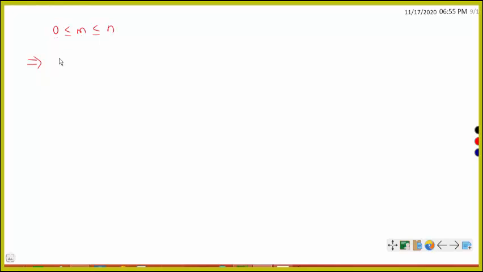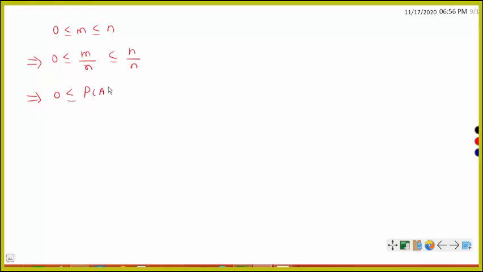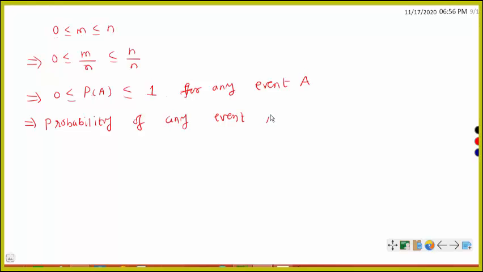Dividing both sides by n, we have 0 is less than or equal to m by n is less than or equal to n by n. This m by n is the probability of the event A, so the probability of A is less than or equal to 1. This implies that the probability of any event A lies between 0 and 1, including 0 and 1. This is the definition of probability.